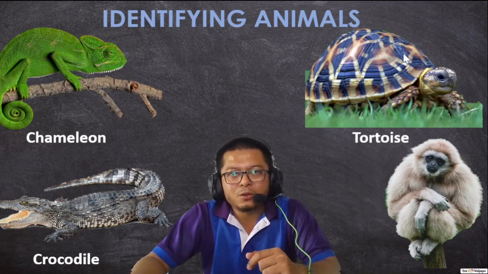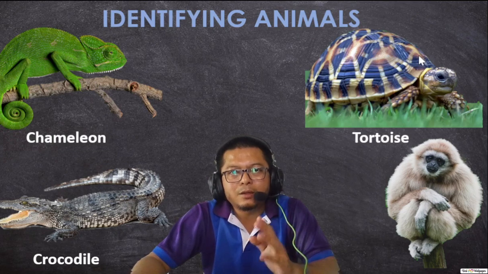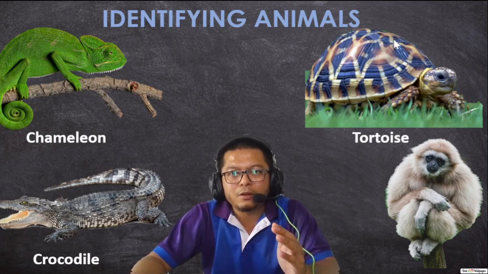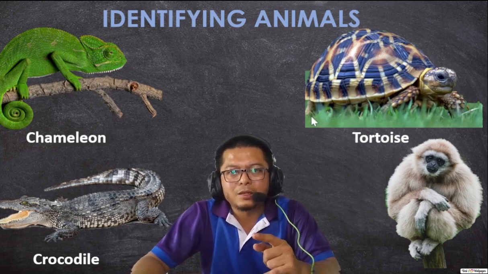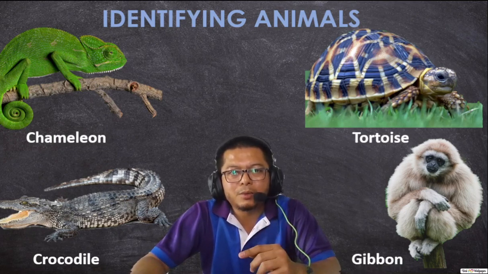Tortoise, this is a tortoise. Like I said, turtle and tortoise are different. A turtle has a flatter body shell, flat, pipih sedikit, but a tortoise has a rounder body shell, bulat lagi here. This is a tortoise. And a gibbon. Gibbon, this is a type of monkey, I think. So this is called a gibbon.